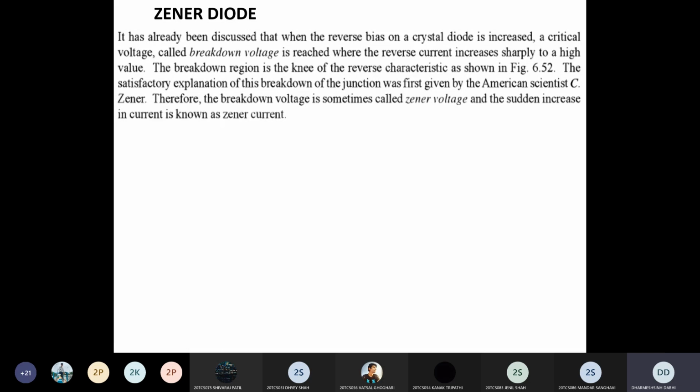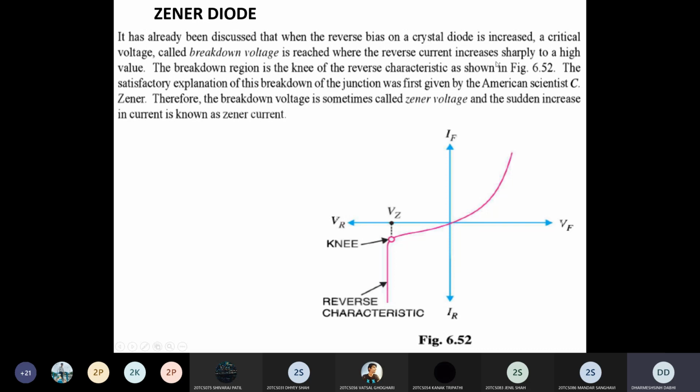Clear? After the breakdown voltage is reached, as you see in the characteristic, the reverse current increases very sharply to a high value. You can see here in the reverse bias characteristic, after this breakdown voltage Vz, the current increases very sharply. Clear? So this is the breakdown region, the Zener breakdown.